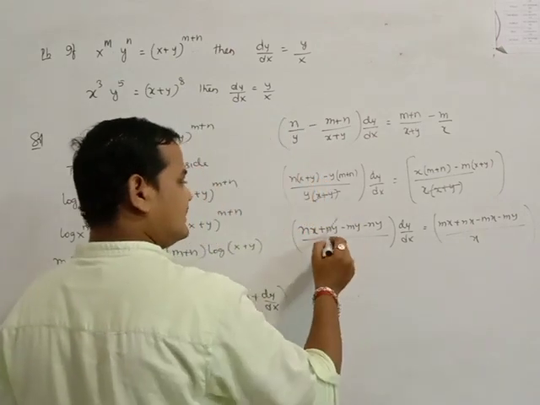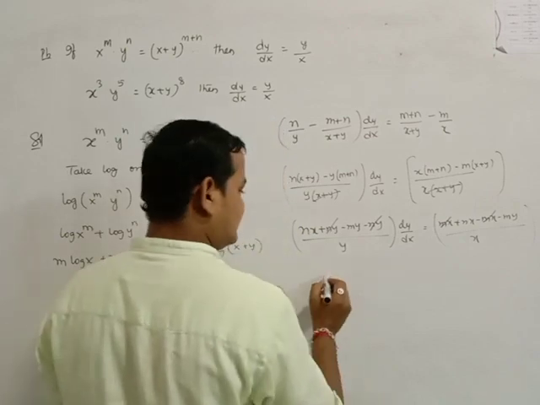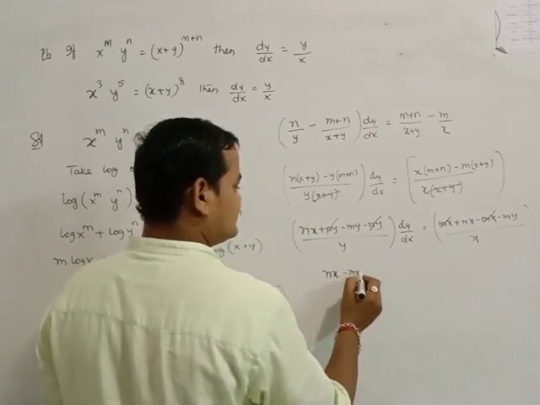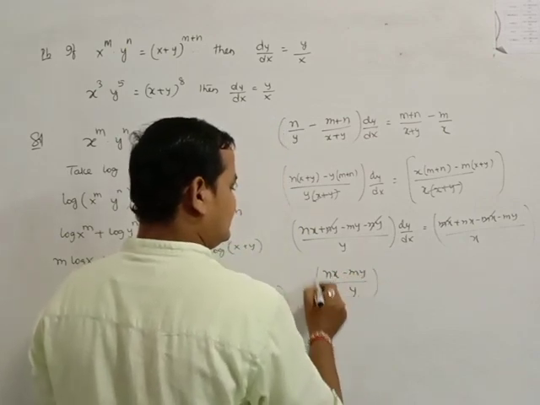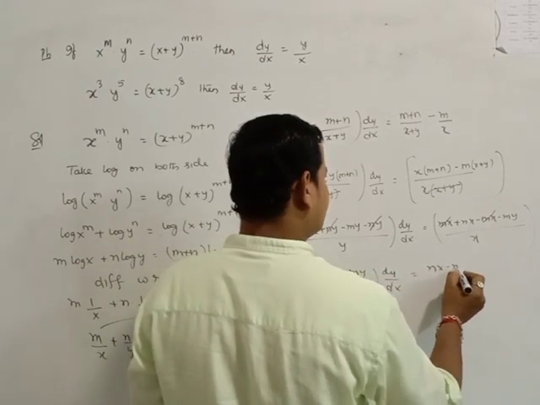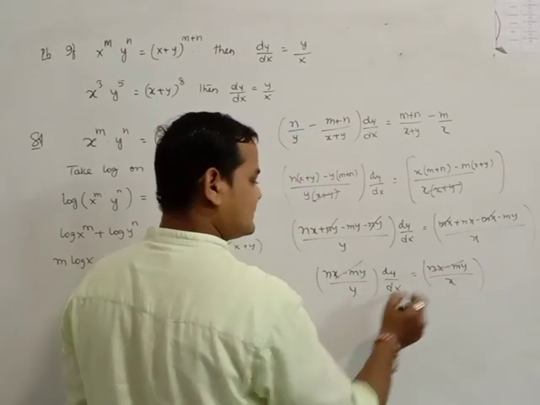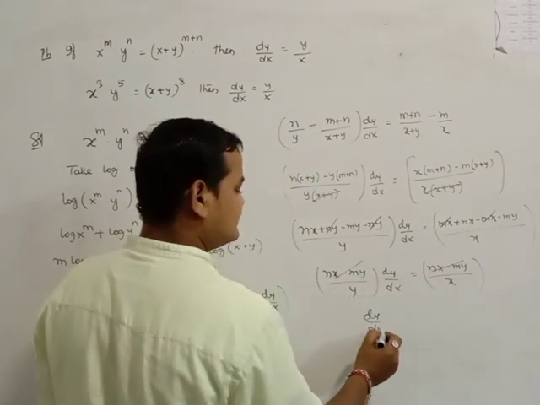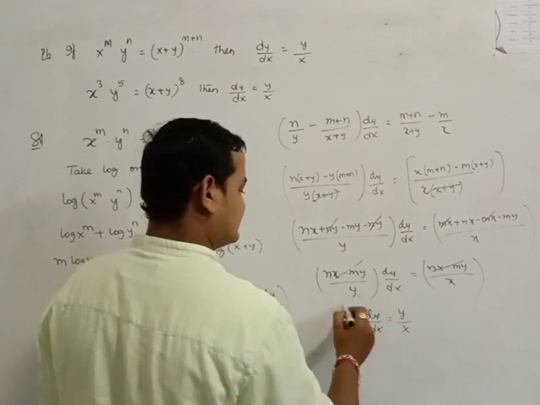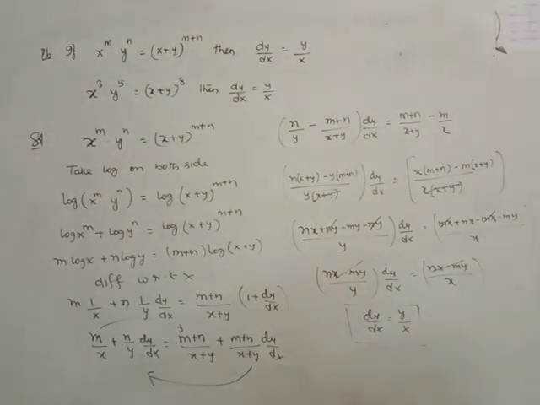See here ny cancels. Here mx cancels. Finally it is nx minus my by y into dy by dx is equal to nx minus my by x. This is cancelled. Finally dy by dx is equal to y by x. This is also one of the standard questions in your test. Very important questions are there.